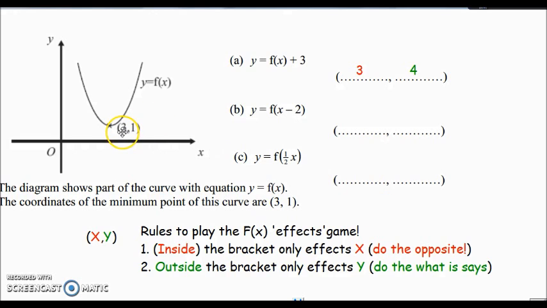Well, x is 3 at the moment. Let's add 2 and we're going to get 5. If we've got 5 there, no instructions outside the bracket, so we can leave y alone, just 1.